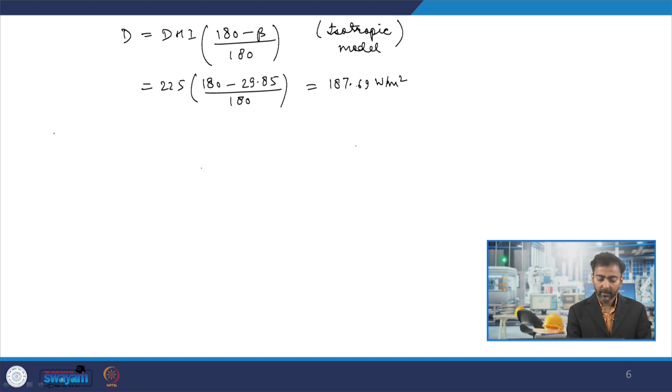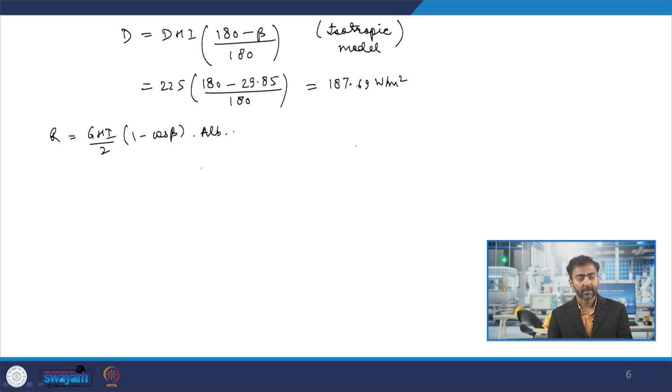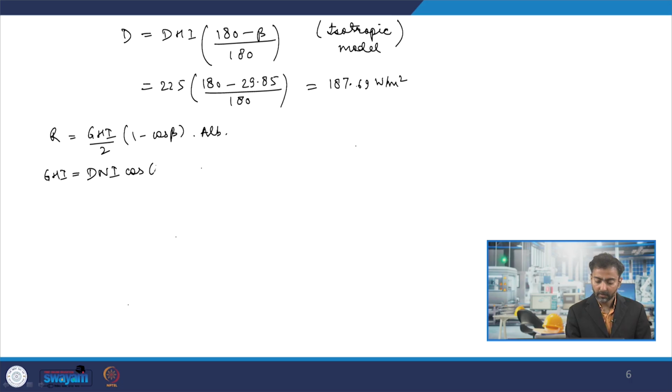Then we go for the reflected radiation. The reflected component is given by this expression, GHI by 2, (1 minus cos beta) into the albedo. So, here GHI is not given directly, only DNI and DHI is given in the problem. So, we need to find out the GHI as well. GHI, as we already discussed, is given by DNI into cos of solar zenith angle theta z plus DHI, or the diffused horizontal irradiation. DNI and DHI are given, but theta z we need to estimate.